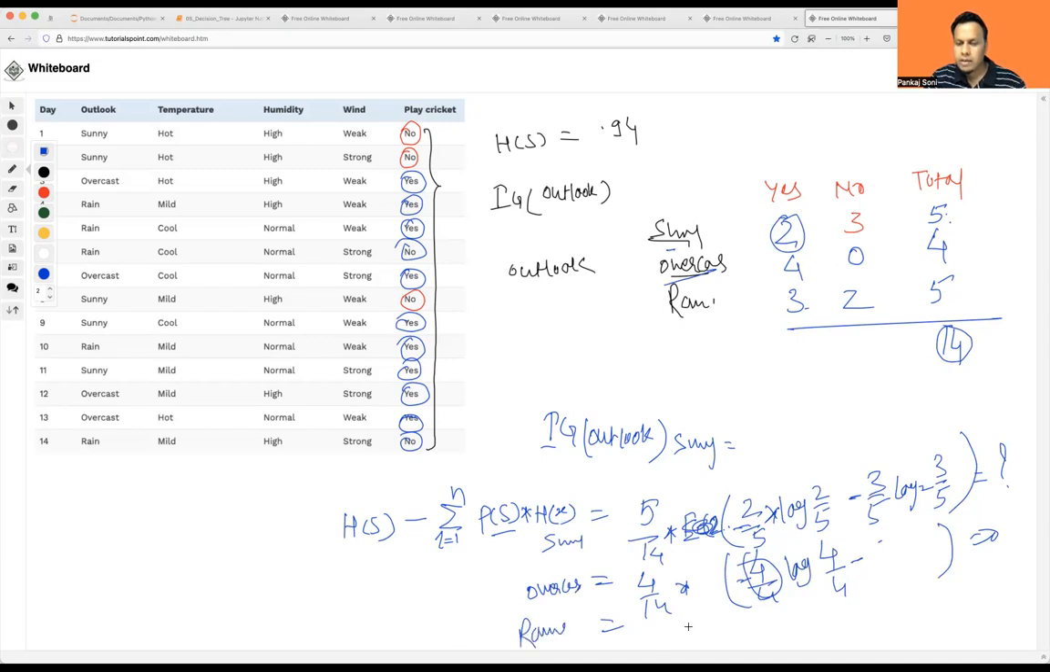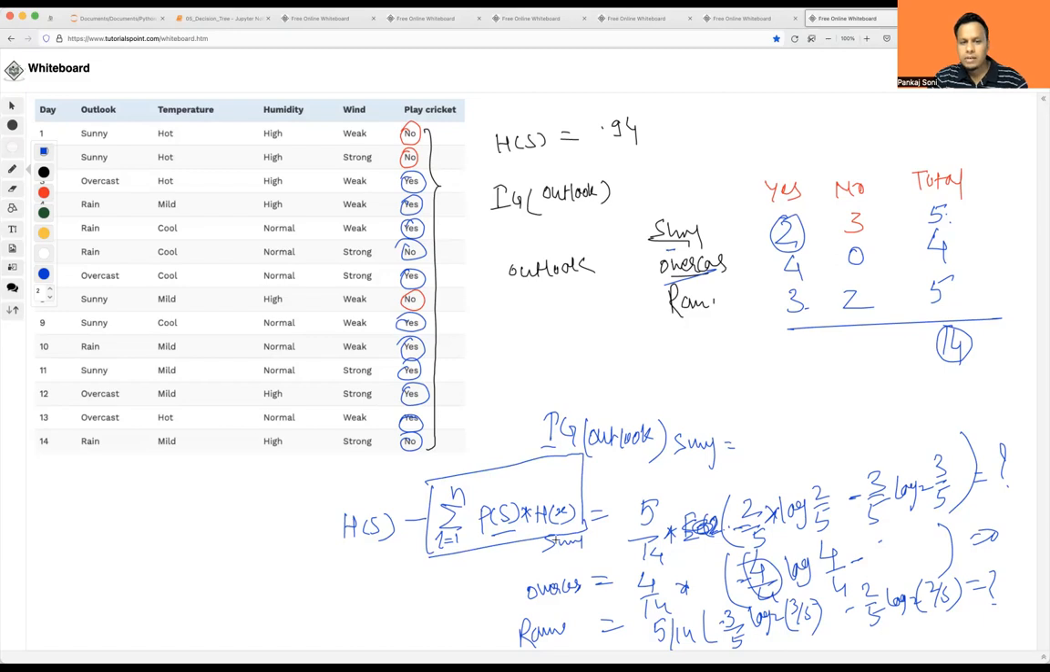Okay. So for rain, we are going to have 5 by 14. So out of 5, we have 3 yes. So 3 by 5 log of 3 by 5, that is minus, and minus then 2 by 5 log of 2 by 5. You calculate all the values, and we are going to get the value for outlook, right? So finally you just add it, because in the formula this is the summation, right?